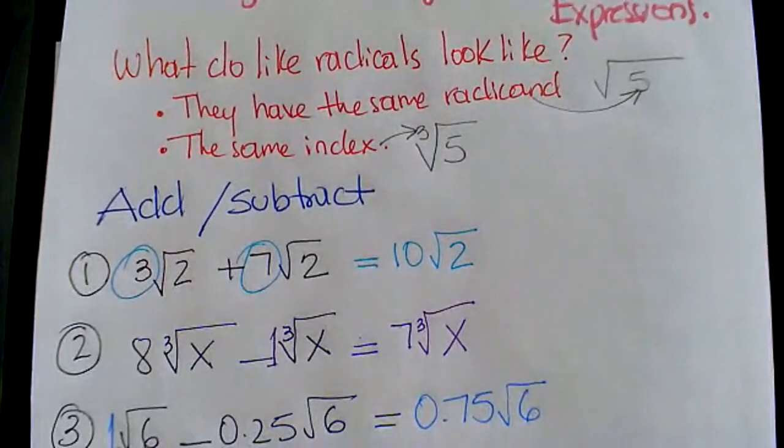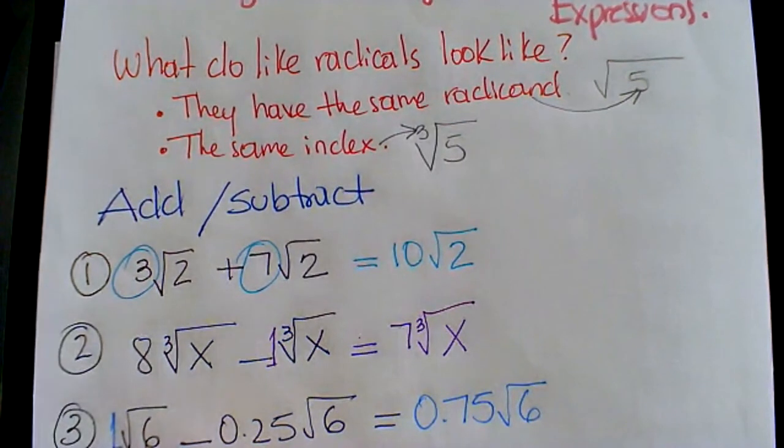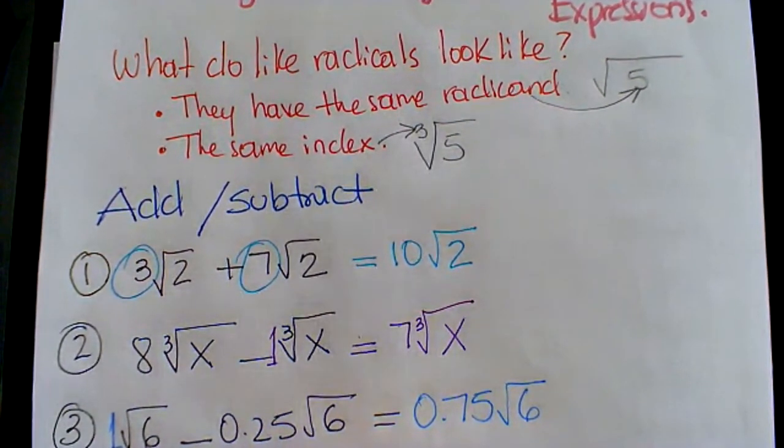All right. And the last one, square root of y minus square root of y. That's equal to what? To 0, right? Not bad.